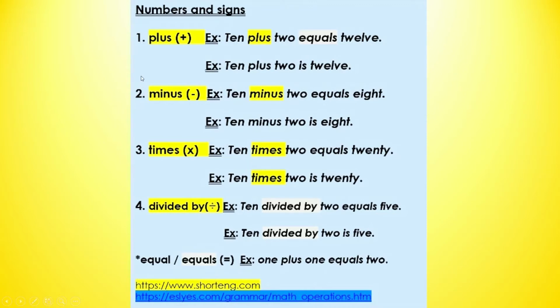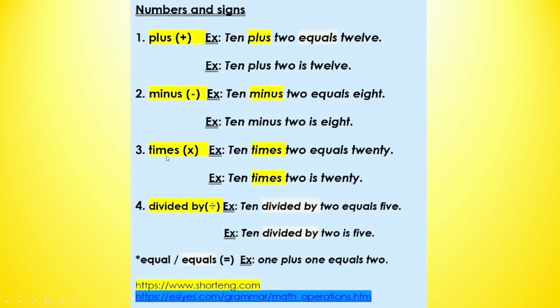Second sign, this sign, minus. In Thai we call เครื่องหมายลบ. For example, 10 minus 2 equals 8. Or if you don't want to use the word equals, you can use 10 minus 2 is 8.